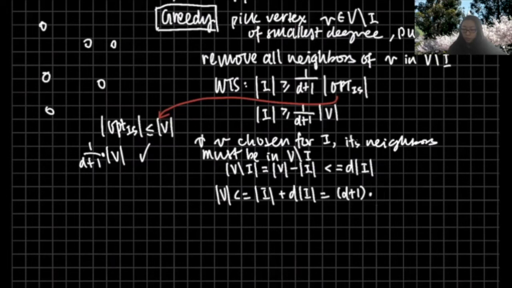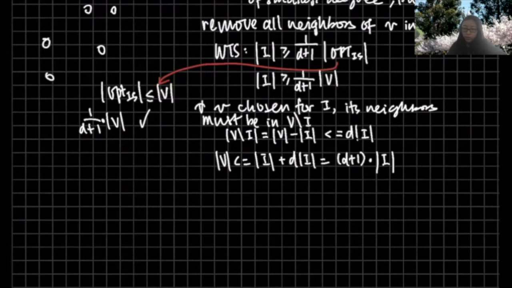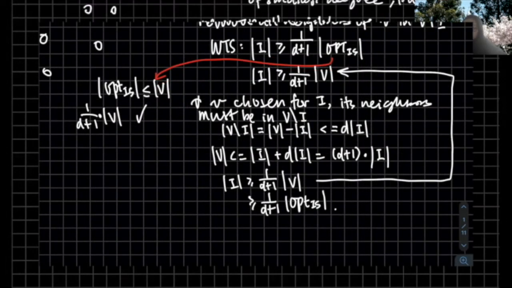And you kind of see us getting closer to the approximation that's in the problem statement. Okay, so this is how I want to manipulate my equation to be. Following that, I have the size of I is greater than or equal to 1 over d plus 1 times the size of my original graph. And this is exactly what we wanted to show.